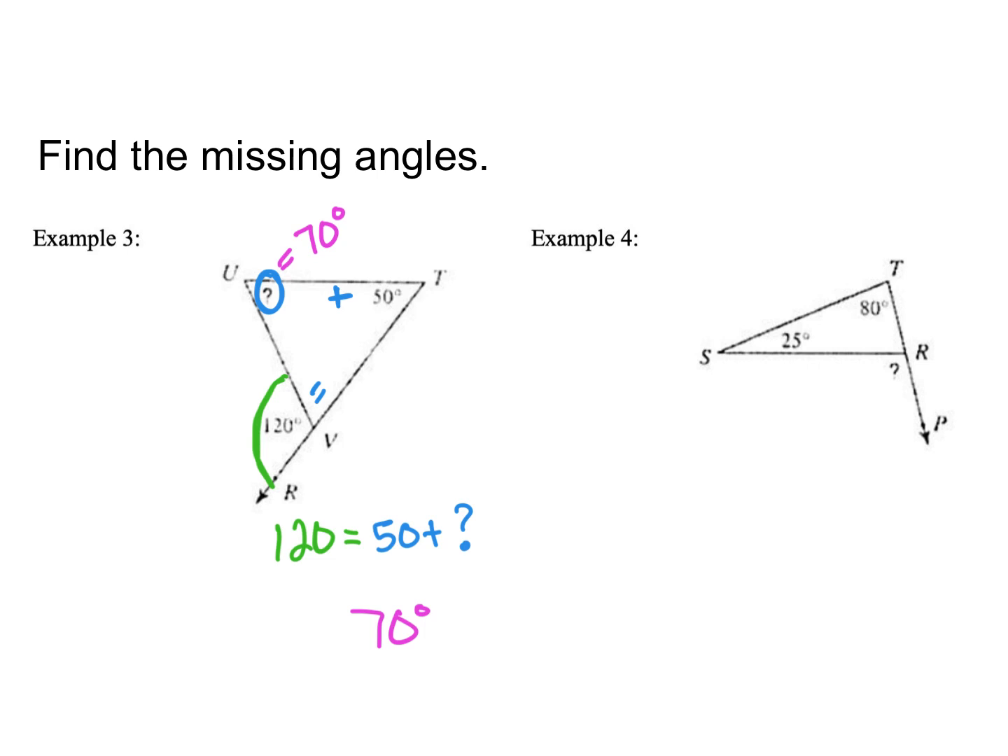All right, so let's go ahead and try example number 4. Look again, we're looking for that exterior angle. So go figure out what the exterior angle is, and then come back to me. All right, so that exterior angle, PRS, is going to equal 25 plus 80. So angle PRS is going to equal 105 degrees.